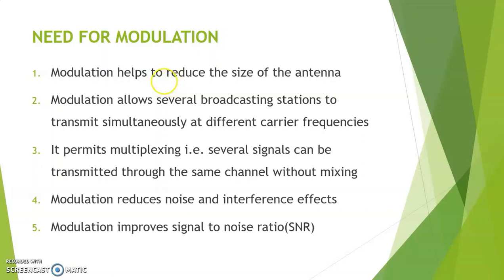First, by sending a high frequency signal, it helps us to reduce the size of the antenna. Then it helps us to broadcast several stations simultaneously. Then it permits multiplexing, that is, several signals can be transmitted through the channel without any mixing. The high frequency signal also reduces the amount of noise and interference present in it, and modulation will help to reduce the noise in the signal, that is, the ratio of signal to noise would be very high.